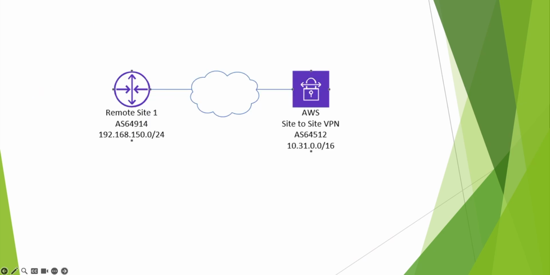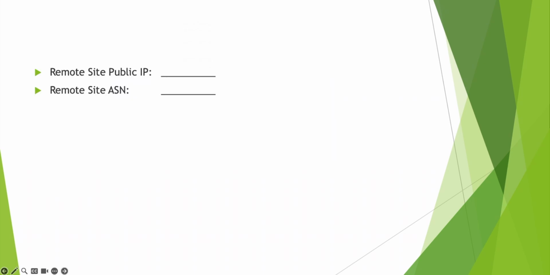In this demonstration, we'll have a remote site. We're going to give it the ASN number of 64914. And there'll just be one network attached to it. In AWS, we'll be using the AS64512, and we're just going to have one network attached to that as well. So make sure you make note of your remote site's public IP address and the ASN you want to assign to it.